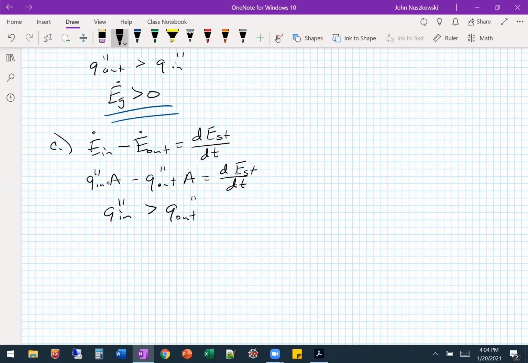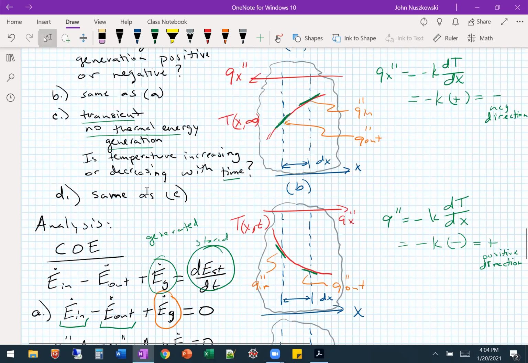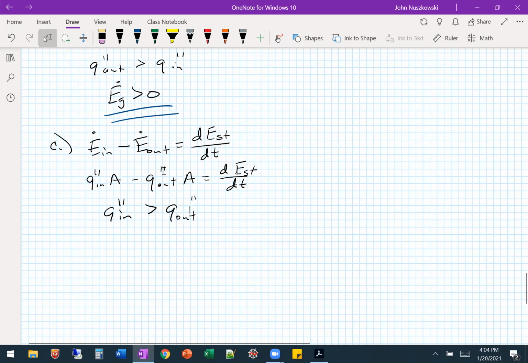So what does that tell us about the question? Is temperature increasing or decreasing with time within our control volume? Decrease. It's increasing. Okay. So yeah, in is greater than out.